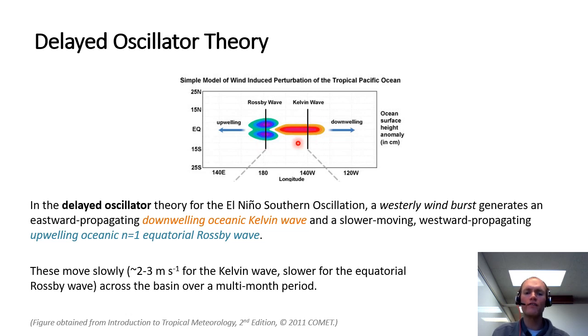So these move relatively slowly, about 2 to 3 meters per second to the east for the Kelvin wave, and even less, 1 to 2 meters per second to the west for the equatorial Rossby wave. So it takes many months for these features to ultimately cross the Pacific Ocean, from the center part to the west or to the east, and then vice versa.